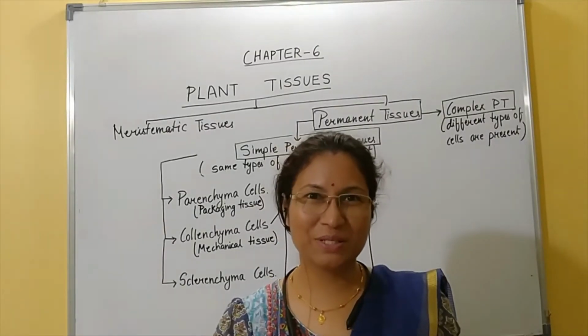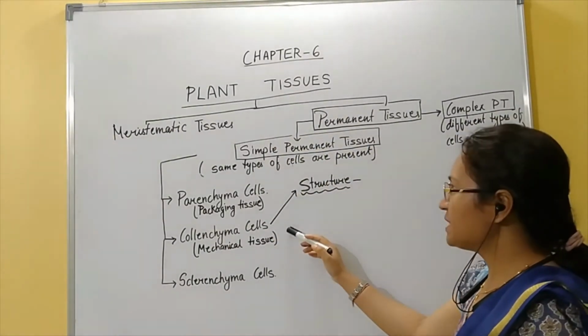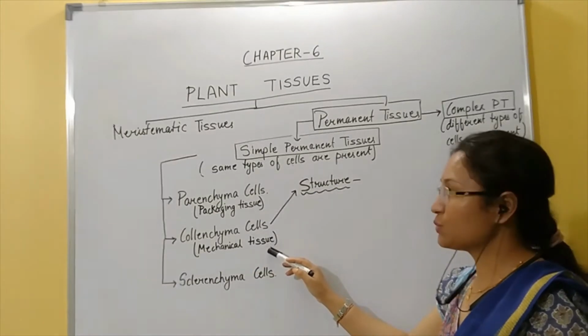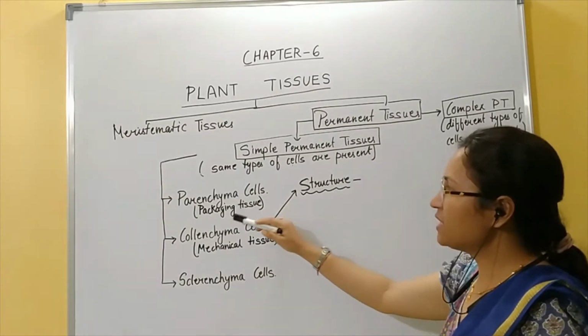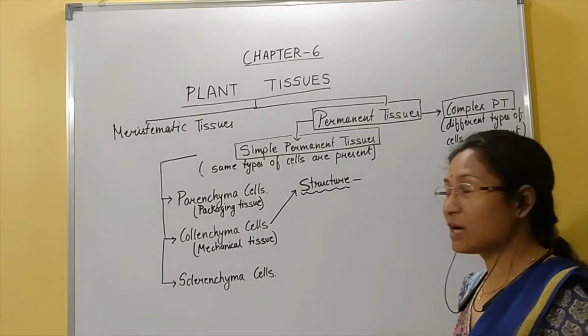So greetings students. Now our next topic is of the collenchyma cells. Now the collenchyma cells, they are also called as mechanical tissues. And as you know from our previous class that the parenchyma cells are the packaging tissue. Now what is the structure of the collenchyma cells? How do they look like?